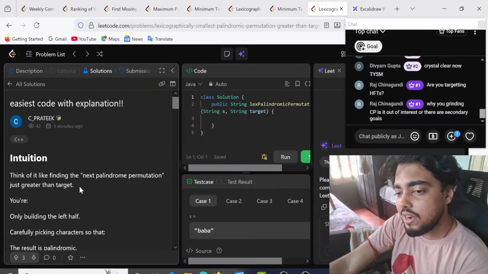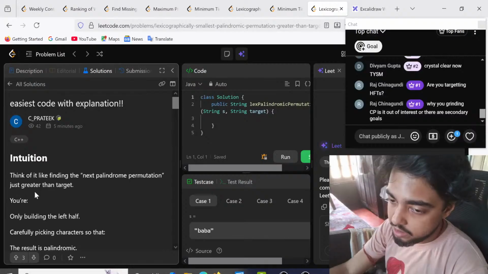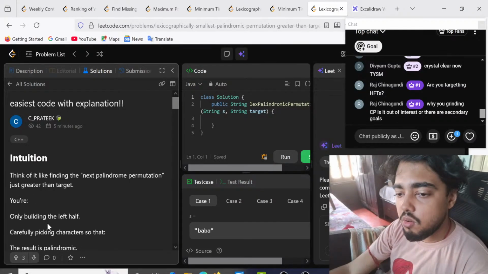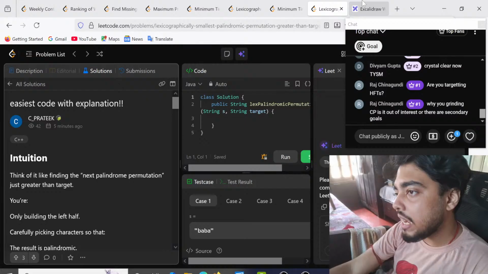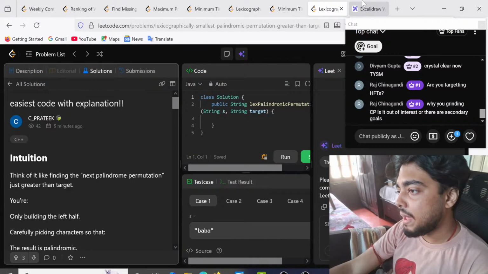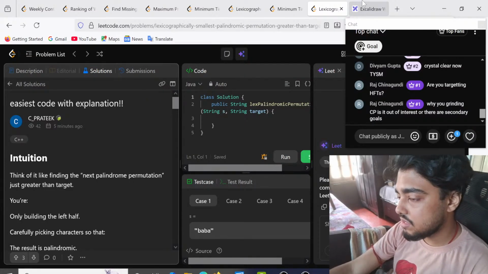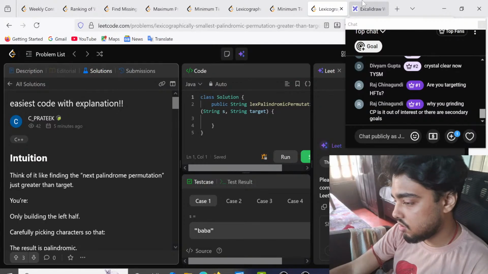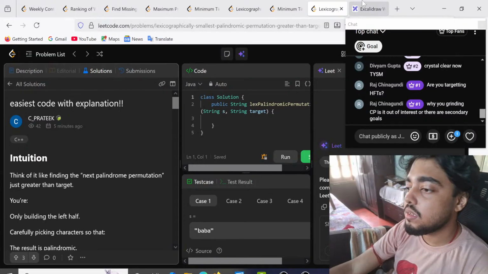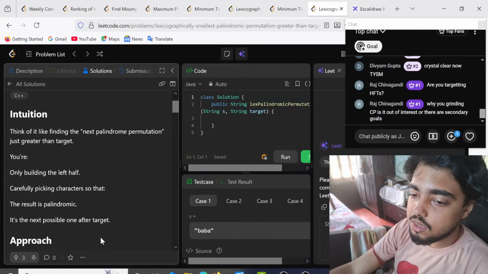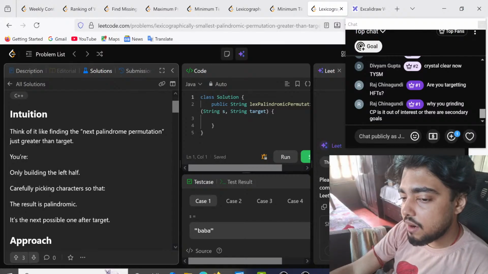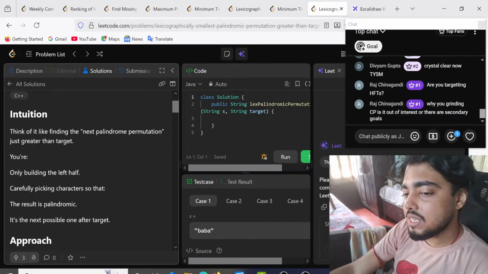It tells us to think of it like finding the next palindrome permutation, just greater than target. You're only building the left half. Correct. Whenever you find questions like this, a palindrome which is greater than this, remember you're just building the left half, not the right half, because whatever the left half is, the right half is just a mirror image of that. You don't need to do it. Carefully pick characters so that the result is a palindrome.